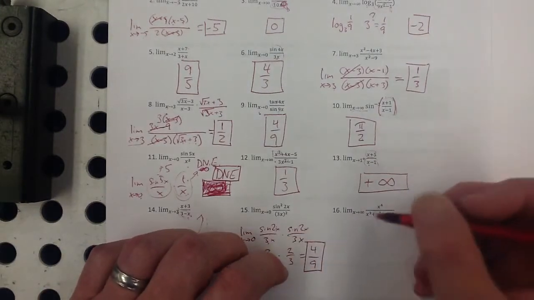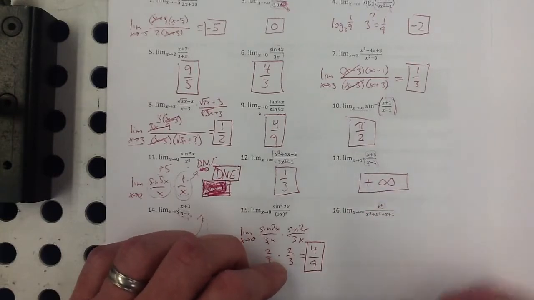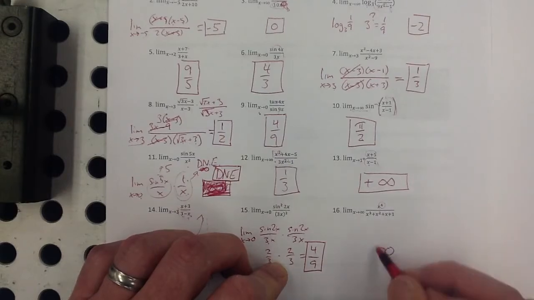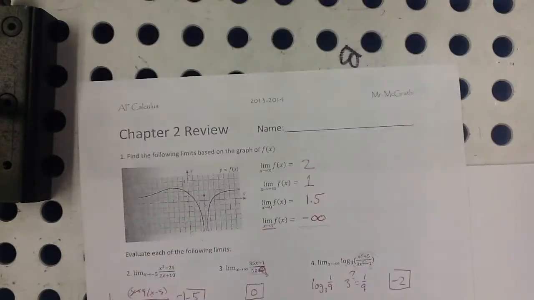Number 16 is a limit at infinity. We've got highest power on the top, which means this is going to blow up to infinity. Right? Highest power wins, and it's only on the top.